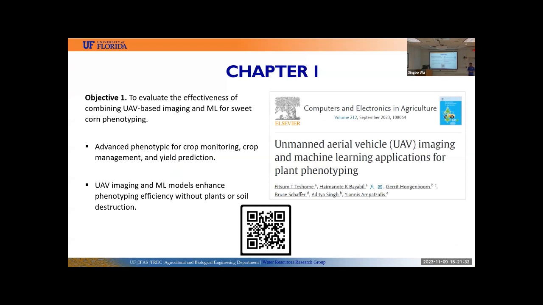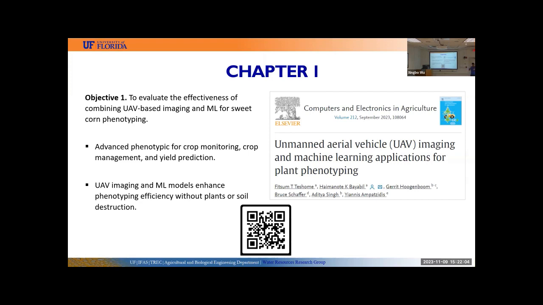Advanced phenotyping can help us for different purposes. For instance, you can use it for crop monitoring, crop management, as well as yield prediction. Let us talk about how crop phenotyping can help in crop management. For instance, if you have different fertilizer applications or irrigation applications, by taking drone images daily, you can see how the crops are responding to different types of irrigation management or fertilizer management.